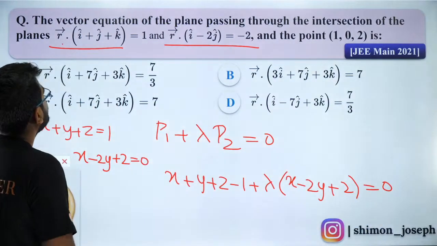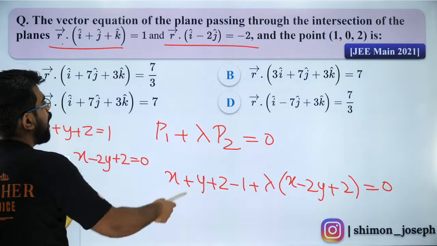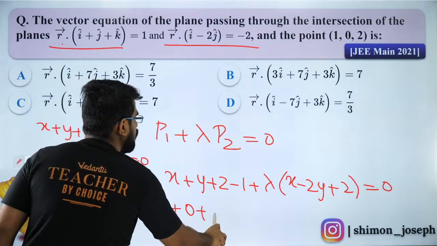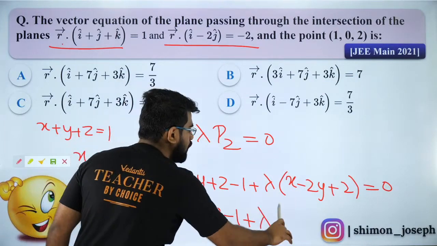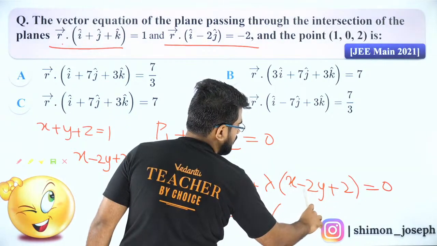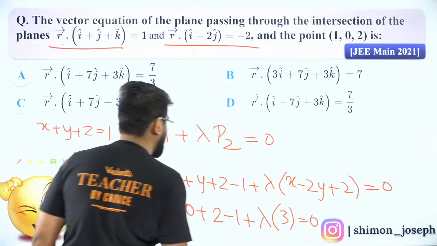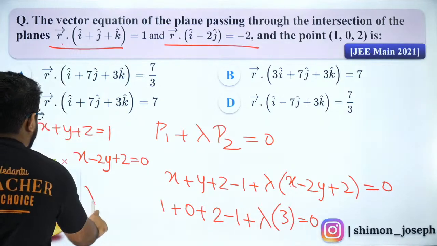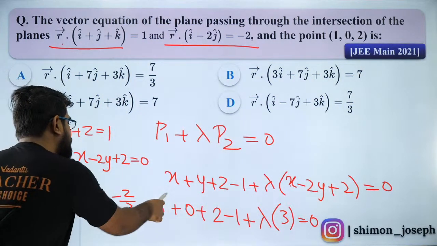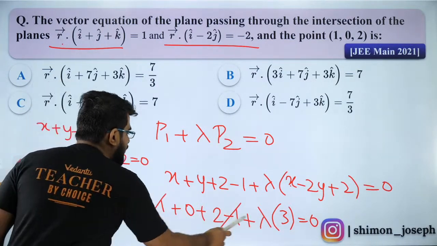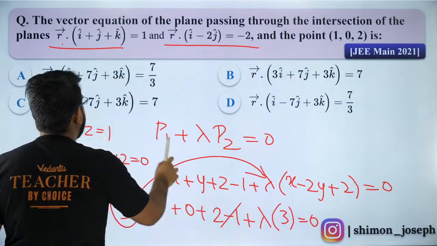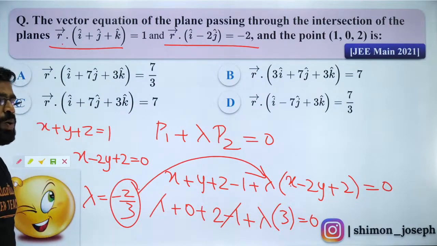That's it. And the point 1, 0, 2 will lie on this. So put 1, 0, 2 in this equation and solve it. So 1, 0, 2, right? So 1 plus 2 is 3. So what will be my value of lambda? My value of lambda will be minus 2 by 3. Is that correct, my dear students? Because this 1 and this minus 1 will cancel. Lambda will be minus 2 by 3. So plug the value of lambda over here and that will give you the plane equation. Did you all like it?